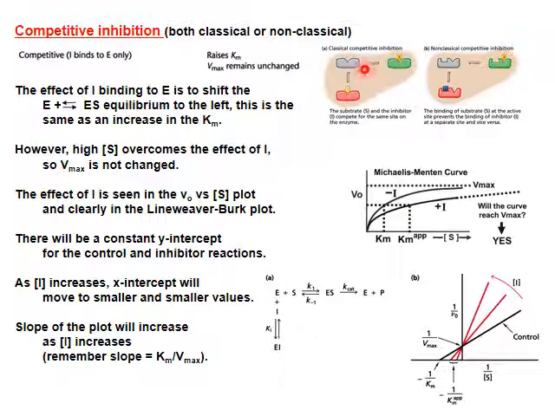We'll look at the classical one. Once you form ES, this can go on to do the chemistry and form product. I binding here is what they call a dead-end complex. It's binding, it's releasing, it's going back and forth. It's not 100% in this way. It binds, it falls off, it goes back here.